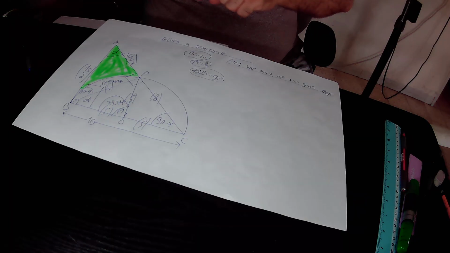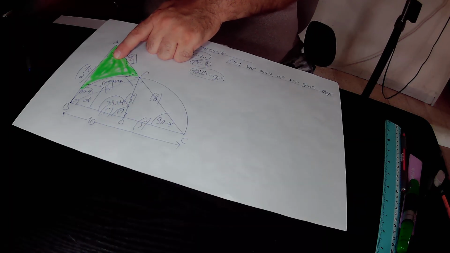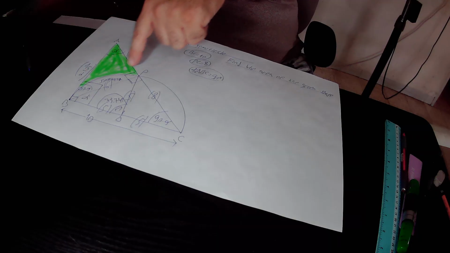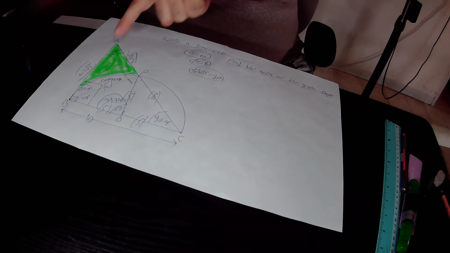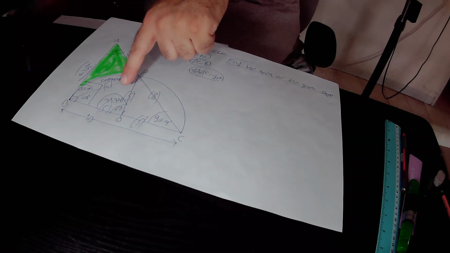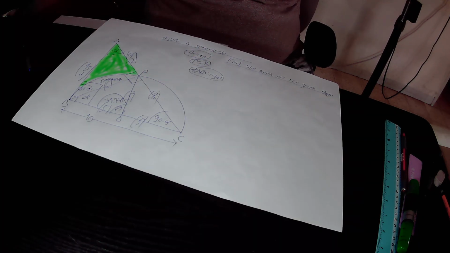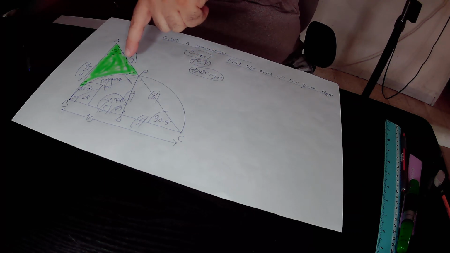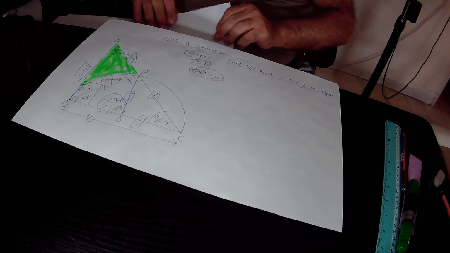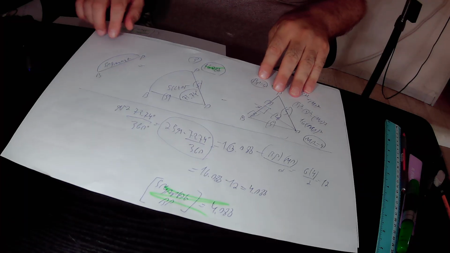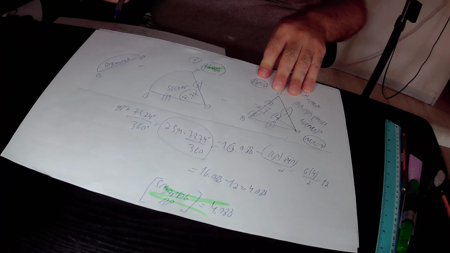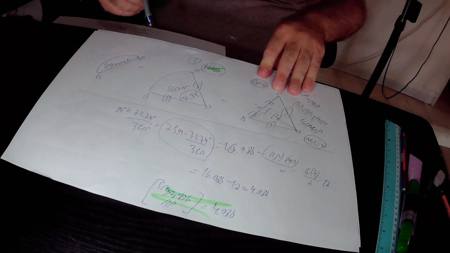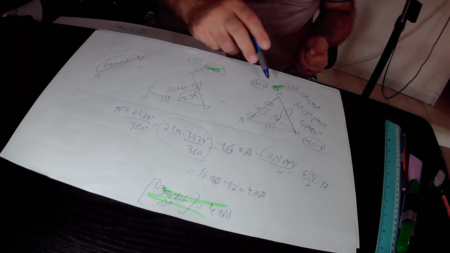Our task is to find the area of this green shape. In order to find it, we have to find the area of this segment BP. So what is the area of segment BP? Actually, the area of segment BP equals the area of sector BOP minus the area of triangle BOP.